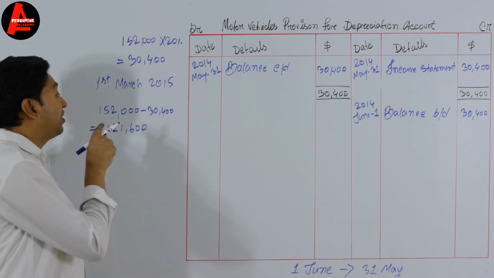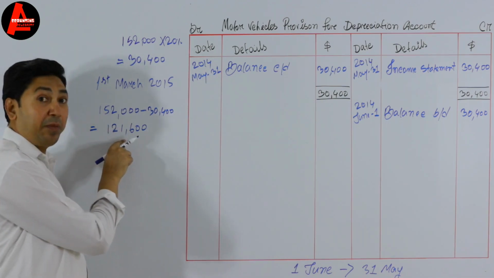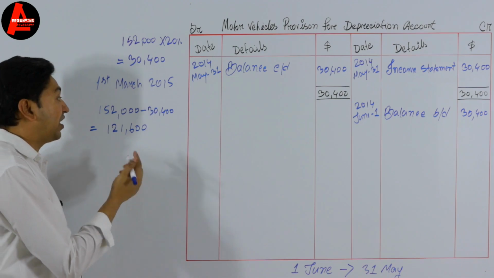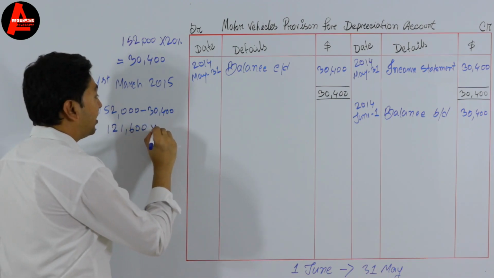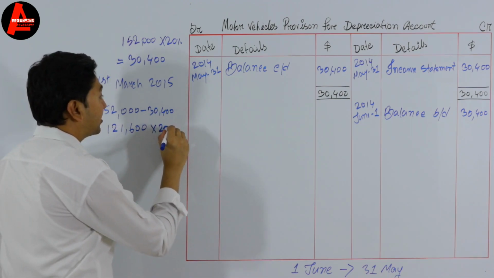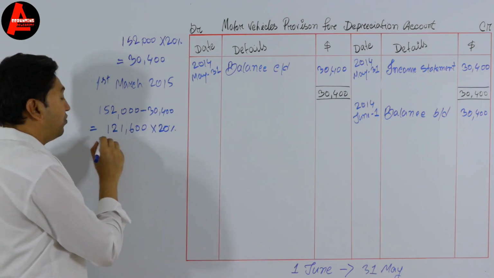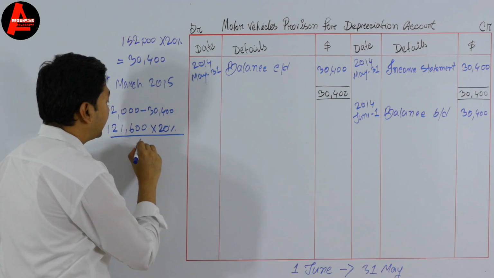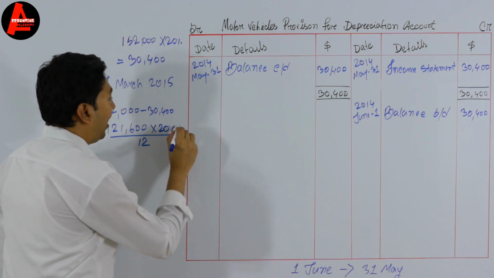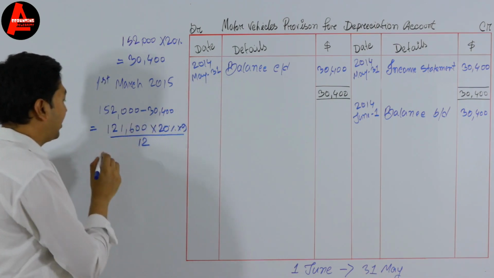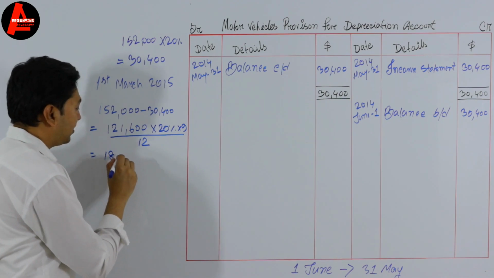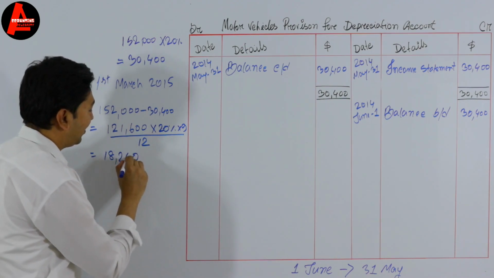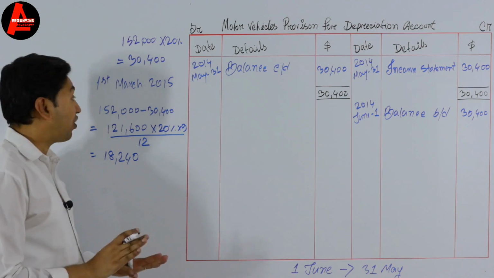Now we will calculate depreciation on this amount for 9 months. The rate of depreciation is 20% and we need to calculate depreciation for 9 months, so divide by 12 and multiply by 9. We get $18,240.